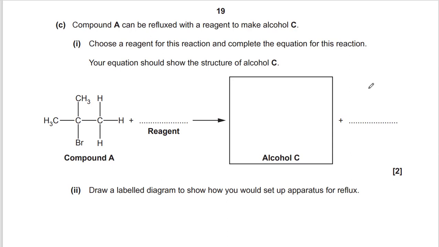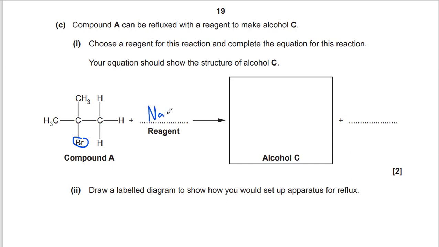Right. Compound A then, keeping up with compound A, we're going to carry out a reflux of compound A to make alcohol C. Choose a reagent and complete the equation. So alcohol C, okay, to make the alcohol, you're going to need to replace the bromine with an OH group. Now, to replace bromine with OH, this is your straightforward nucleophilic substitution.